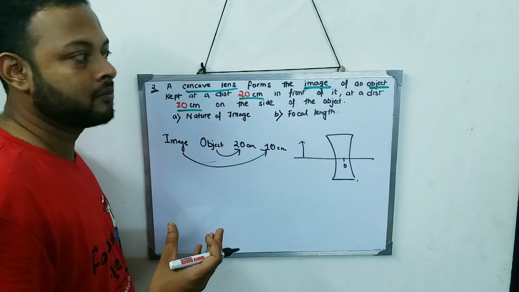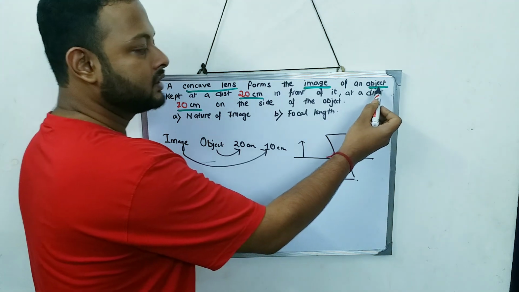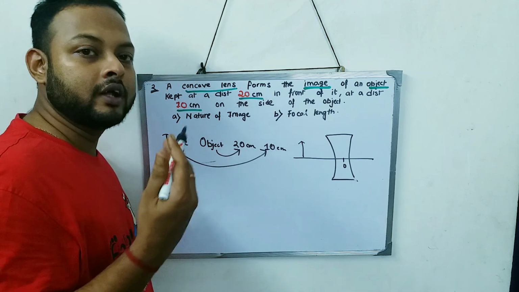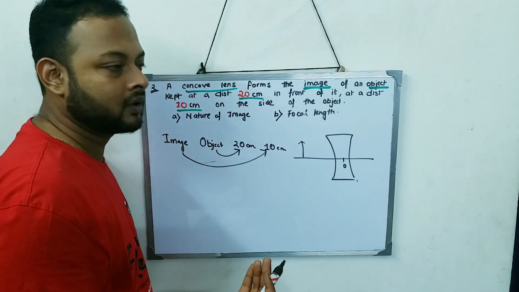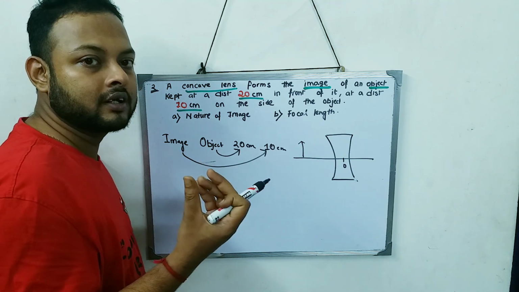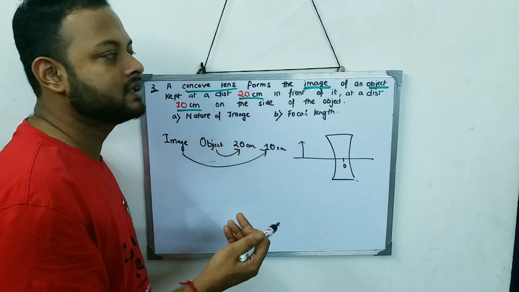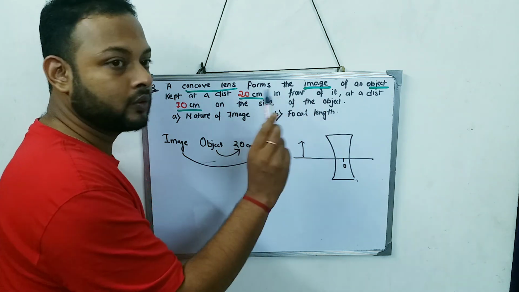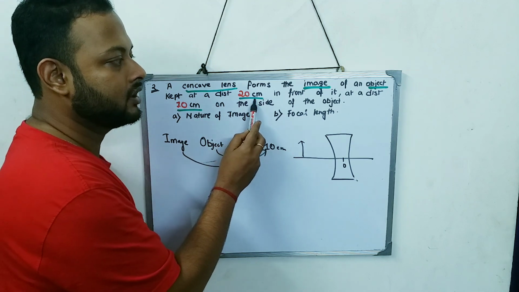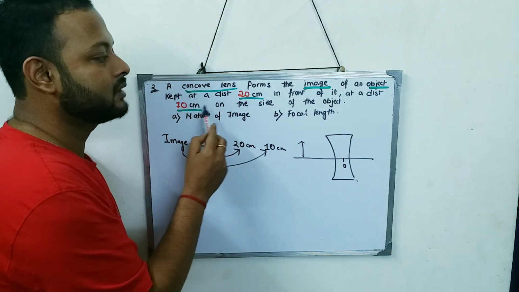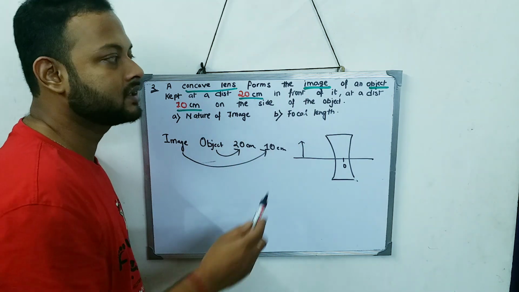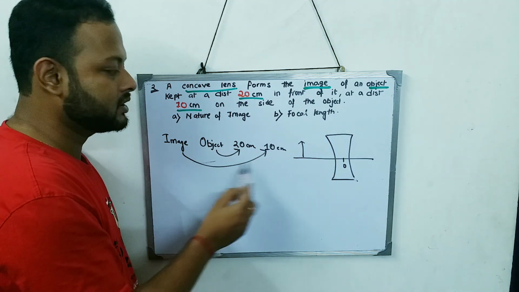This way you have to remember that the object distance they are saying is 20, not the image distance. Sometimes students read the question in a wrong way. That is why they get the wrong answer. So if you approach the sum with this trick, certain difficult questions become easier for you. So image distance is not 20, object distance is 20. The object is kept at a distance of 20 centimeter in front of it, and at a distance of 10 centimeter on the other side. This 10 centimeter is the image distance.